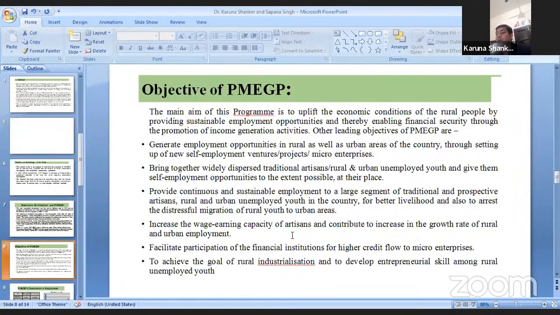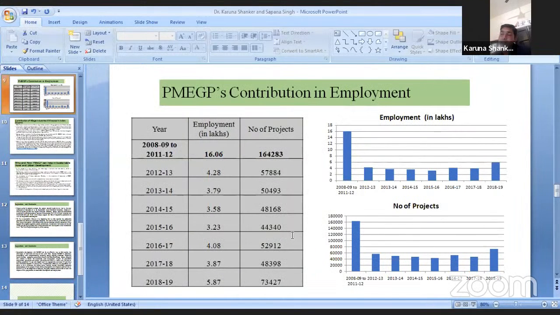It increases the base earning capacity of artisans and contributes to increasing the growth rate of rural and urban employment. It also facilitates participation of financial institutions for a higher credit flow to micro enterprises, in order to achieve the goal of rural industrialization and develop entrepreneurial skills among rural unemployed youth. Now I am presenting a few data on PMEGP progress and its basic contribution to employment generation in India.